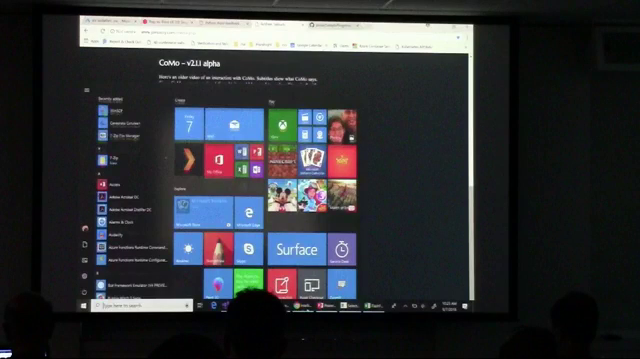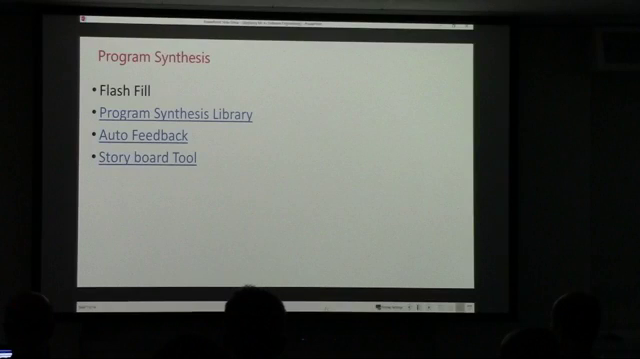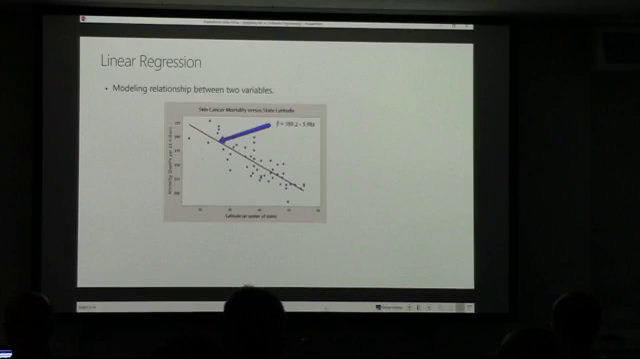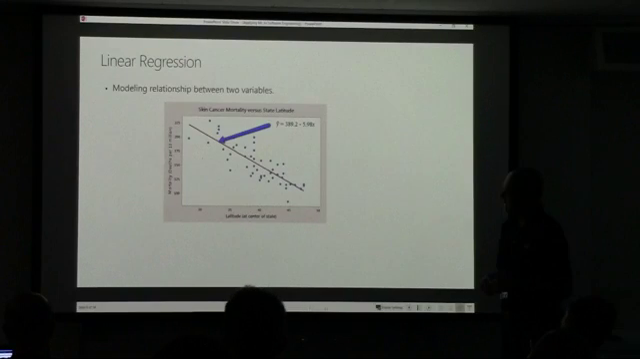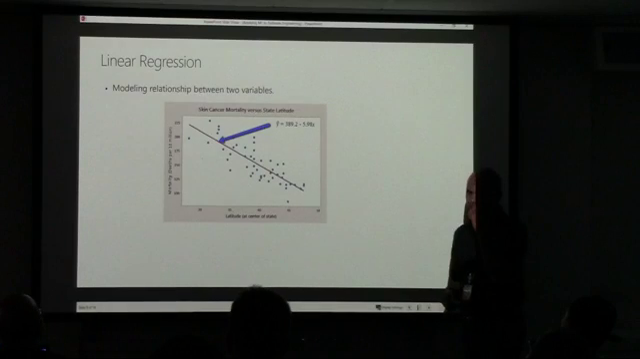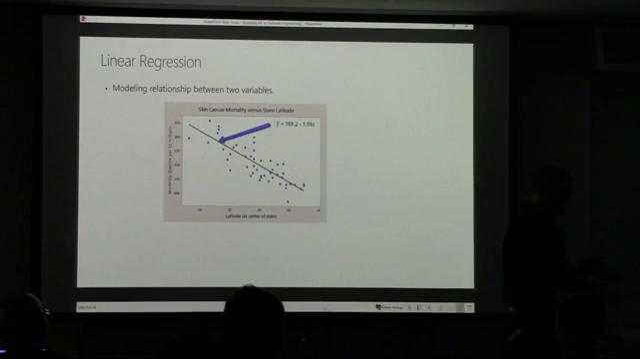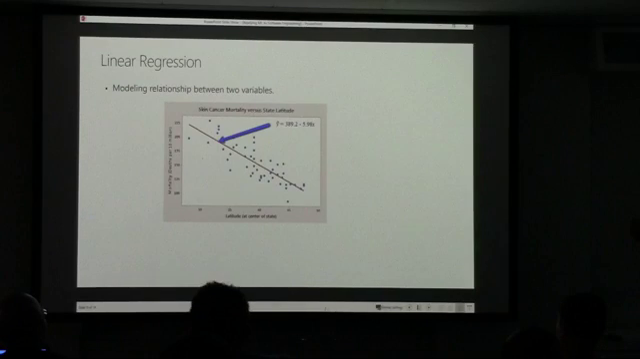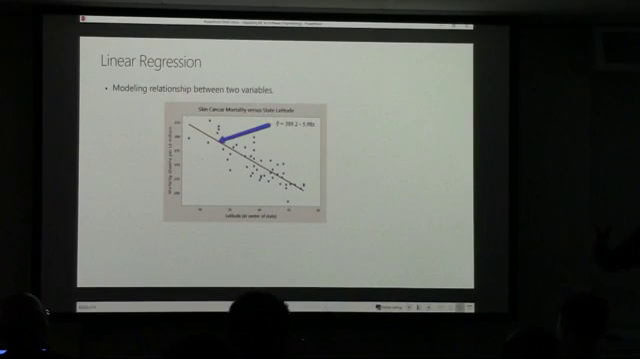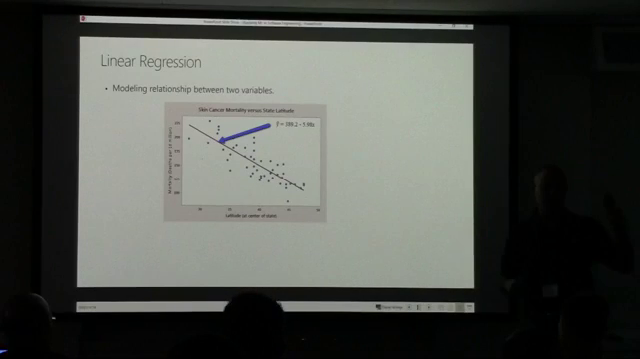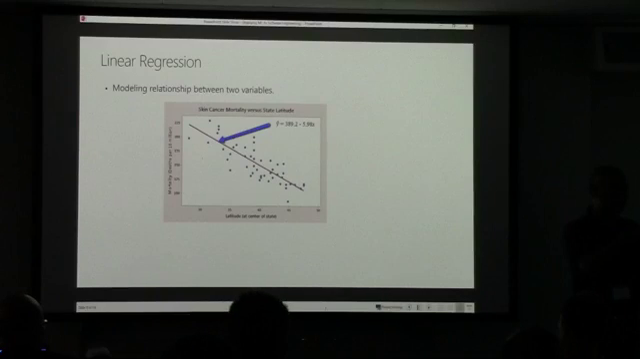So I talked about flash fill program synthesis, auto feedback, and some storyboarding tool right here. All right, so I'm now going to shift gears here, and I'm going to start talking about what I call the hello world of machine learning. If you are new to machine learning and you're trying to learn the first three things, as developers, we tend to gravitate towards hello world of everything. And to me, the hello world of machine learning are three algorithms which I'm going to show you in the context of a software engineering problem, right?